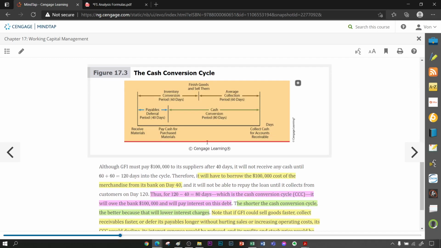Although GFI must pay 100,000 to its suppliers after 40 days, it will not receive any cash until 120 days into the cycle. Bakit? Dito mo pa marereceive, no? Dito ka pa makakapag-collect sa dulo. Okay? Dito ka magbabayad sa 40 days. Okay? So, anong gagawin mo? Yan. Therefore, it will have to borrow the 100,000 cost of the merchandise from its bank on day 40. Okay? Mangungutang ka sa bangko dito. And it will not be able to repay the loan until it collects from customers on day 120.